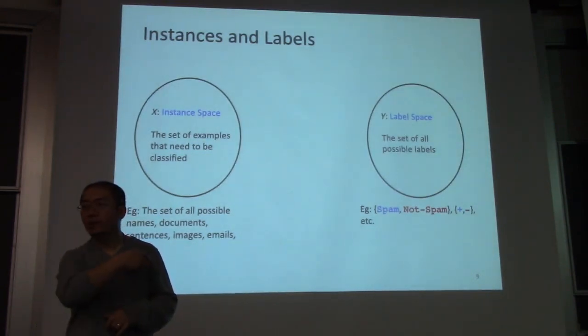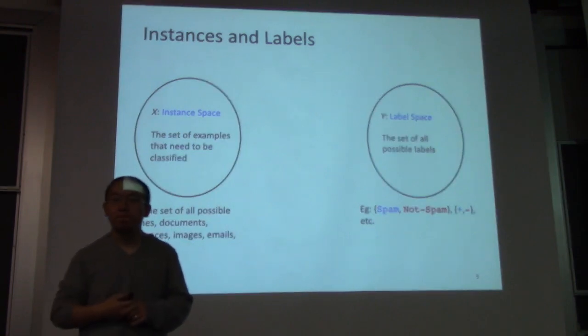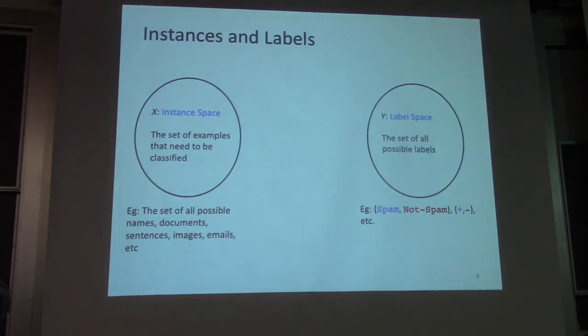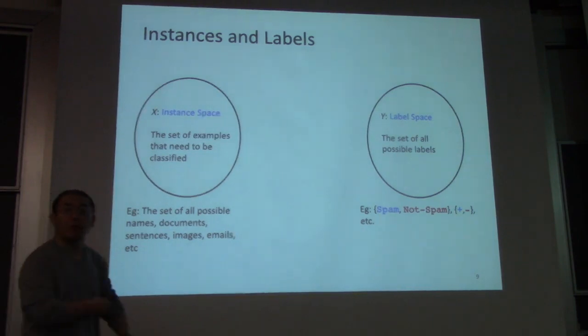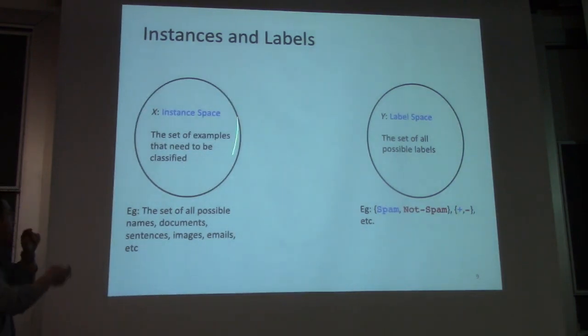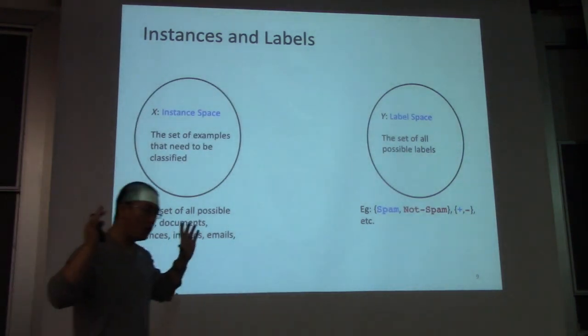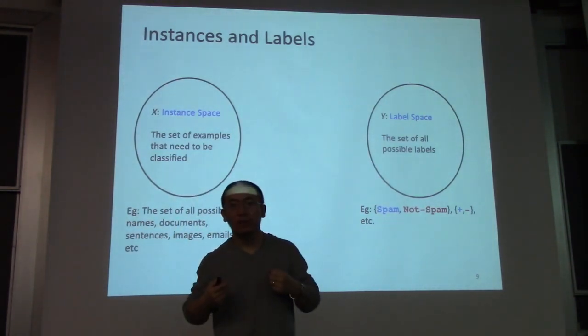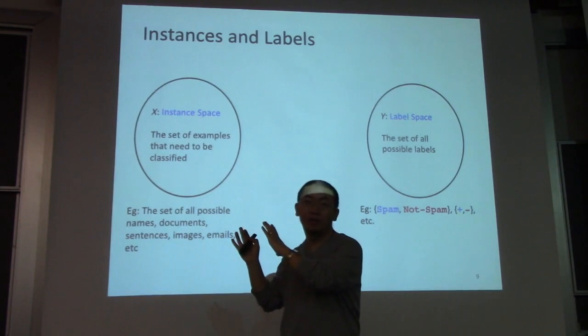Any question at this point? So for instance space, does it mean those different categories are all in one single instance space, or is it the list of documents? Does that make sense? Actually, instance space just consists of everything you might want to classify, or you might want to predict, but does not contain the labels itself.